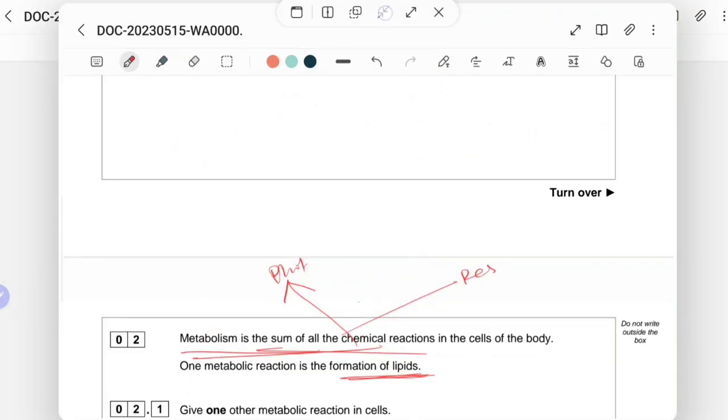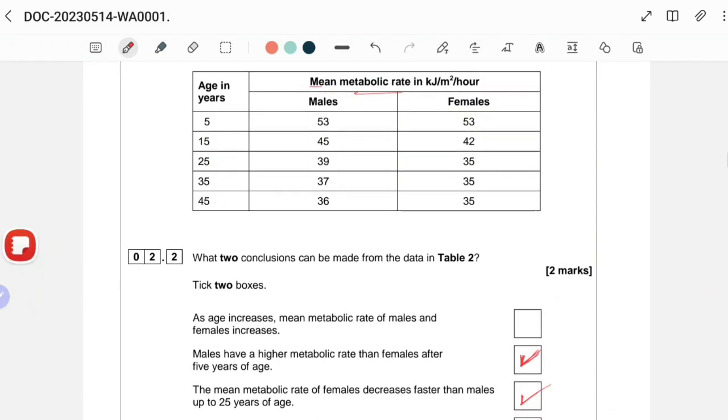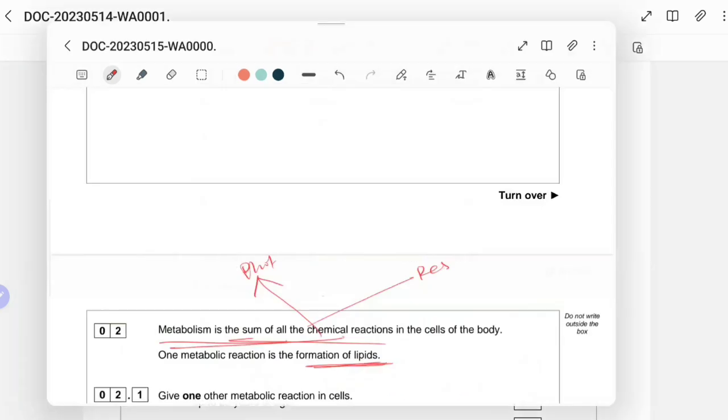So the answer is, what I saw was that males have higher metabolic rate after the age of 5. If you look at this, age of 5 for male and female was the same, but for male it was 45, 39, while that of female just dropped to 42, then 35, 35, 35, that way. Then secondly, I saw that the mean metabolic rate of females decreases faster, from 53 to 42 to 35, while that of male is gradual. All right. So those are the two conclusions I got from there.